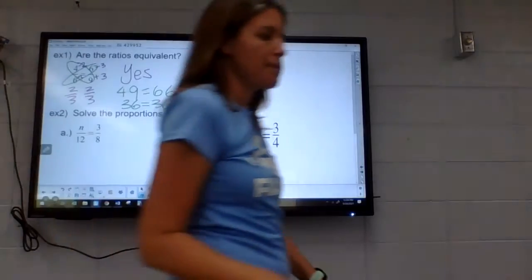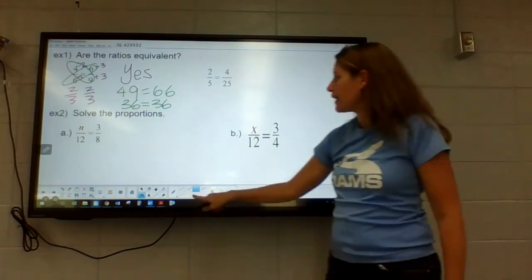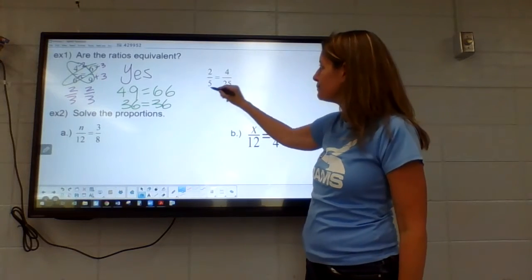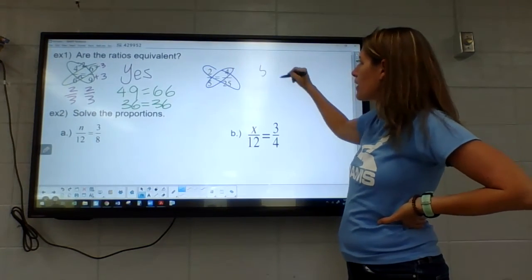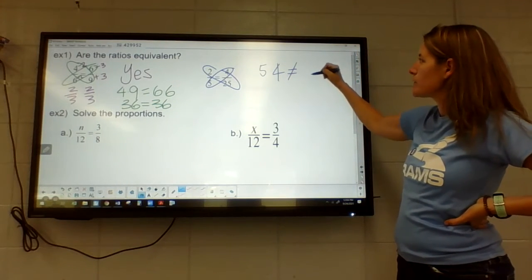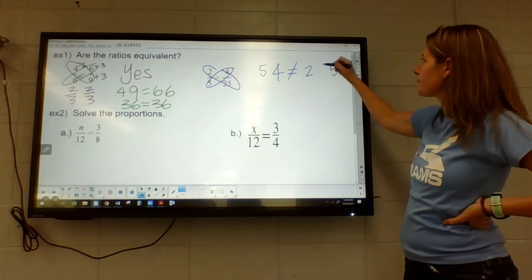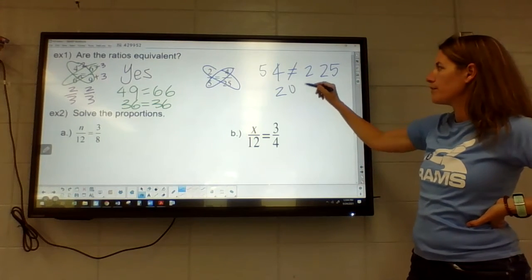Yes or no? No, that one's a no. Again, I like the cross product way. If I check this, 5 times 4 does not equal 2 times 25. So this one's a no, because 20 does not equal 50.